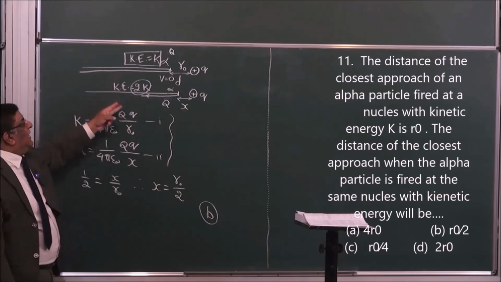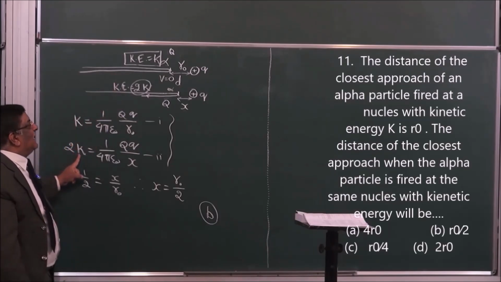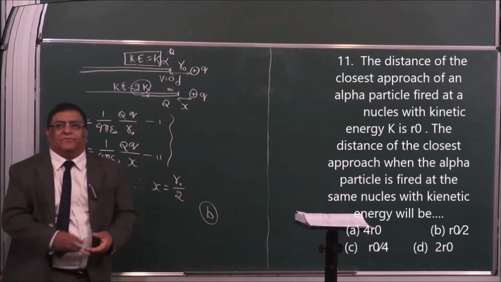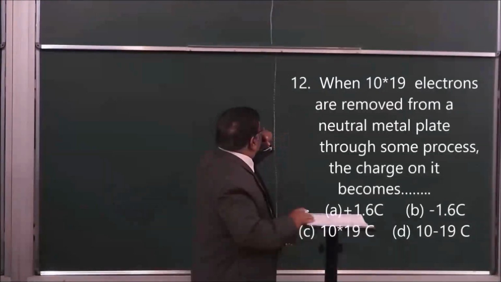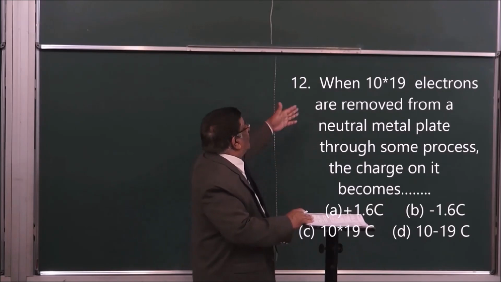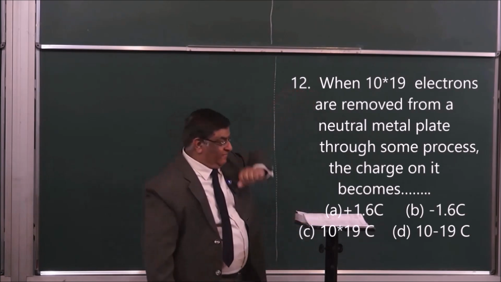Two situations are given, so we wrote the equation twice, and now it is a child's play. You can always ask in Gujarat CET. I don't know how easy the questions they are asking, but it's a very simple question. One line, you can do it orally.